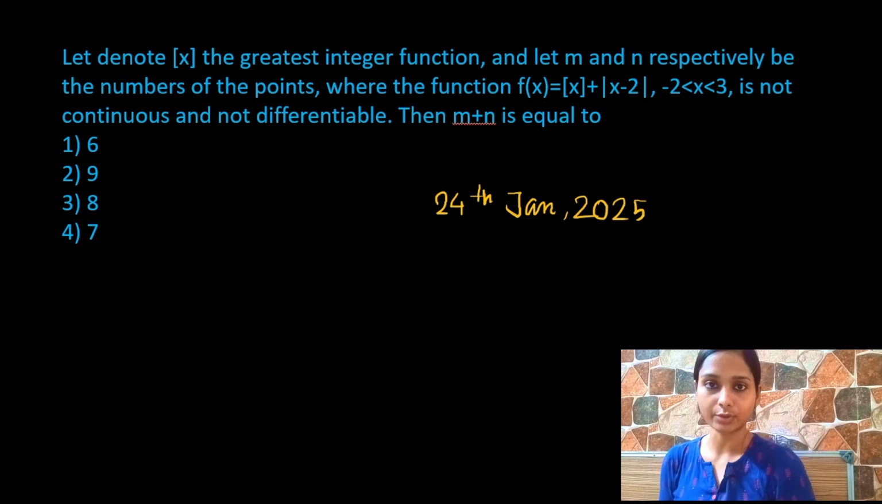So let us now come to the question. This question is from the chapter Continuity and Differentiability. Let [x] be the greatest integer function, and m and n respectively be the number of points where the function f(x) = [x] + |x - 2|, where x lies between -2 and 3, is not continuous and not differentiable. Then find the value of m + n. So we need to find the number of points where this function f(x) is not continuous and not differentiable. Let me first write down the function.